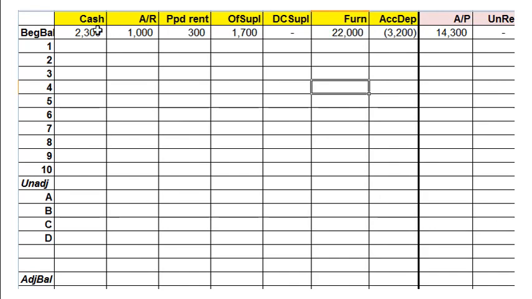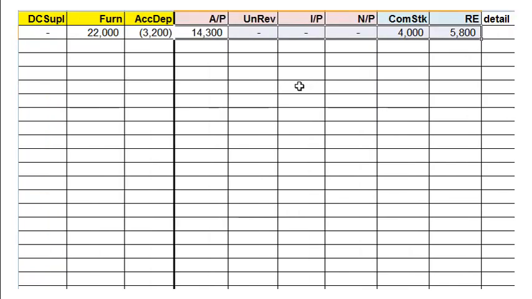If you do a quick check, I'm in Excel here so I can do it easily. The sum of all the asset accounts is $24,100, and the sum of all the liabilities plus the equity accounts is also $24,100. So we know our accounting system is in balance. The accounting equation balances across the equal sign.